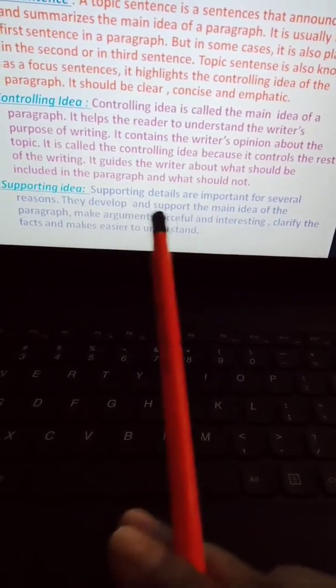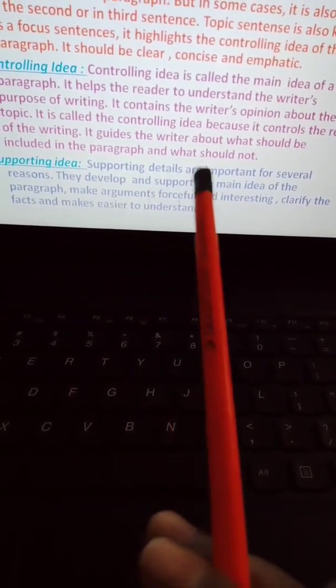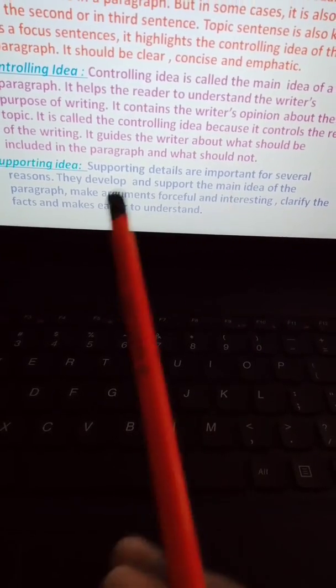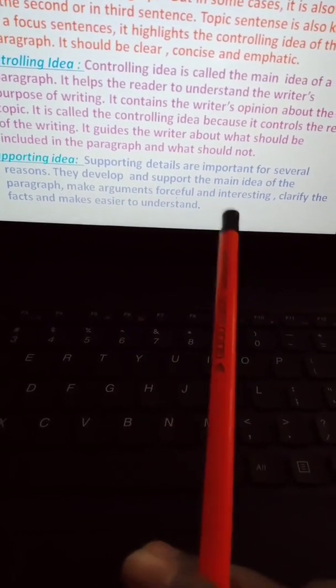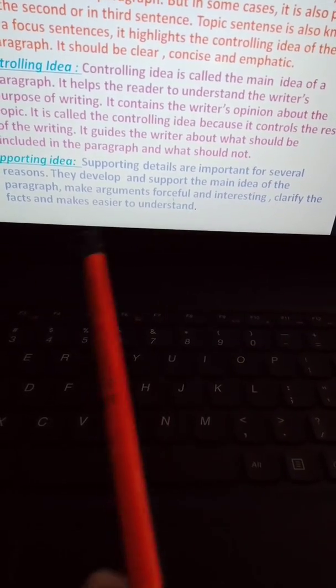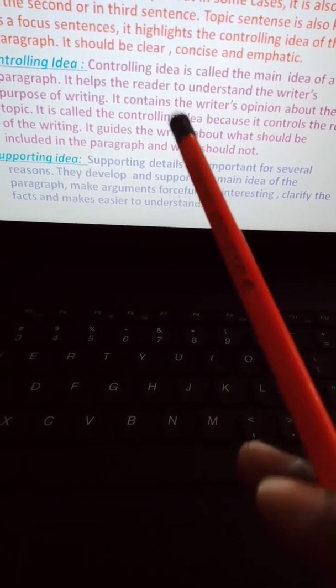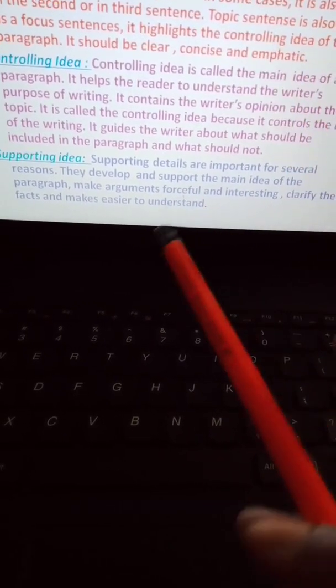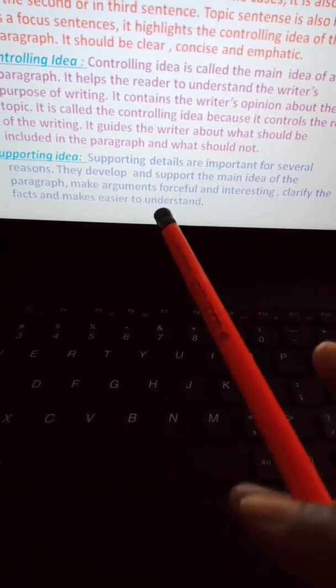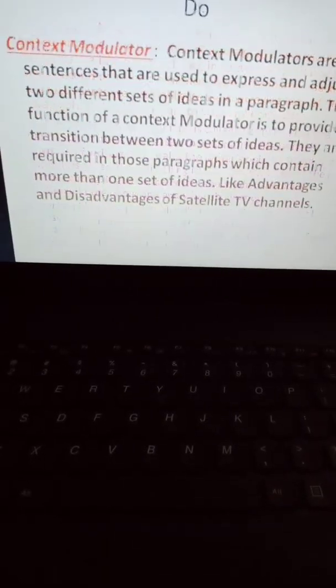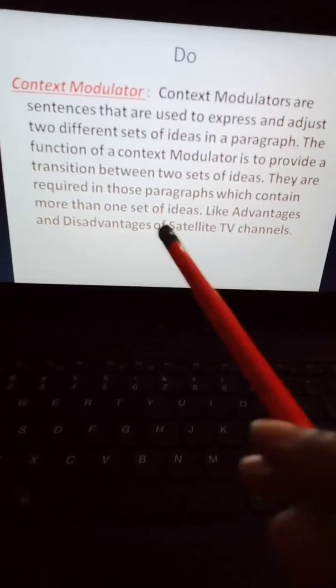Supporting details or supporting ideas are important for several reasons. They support the main idea of the paragraph, they make arguments forceful and interesting, they clarify the facts, and they make them easier to understand. So they make the paragraph interesting with their forceful arguments, and they clarify the main idea to the reader. Okay. So let's go to the next one, that is context modulator.